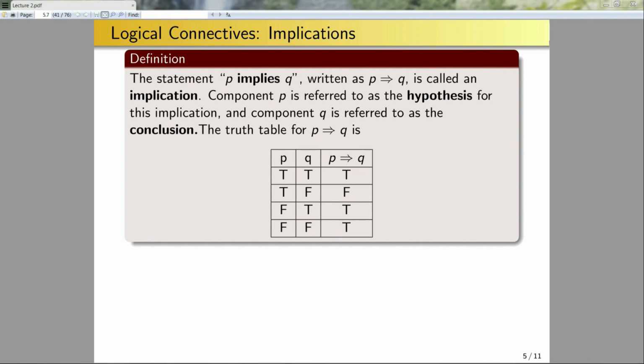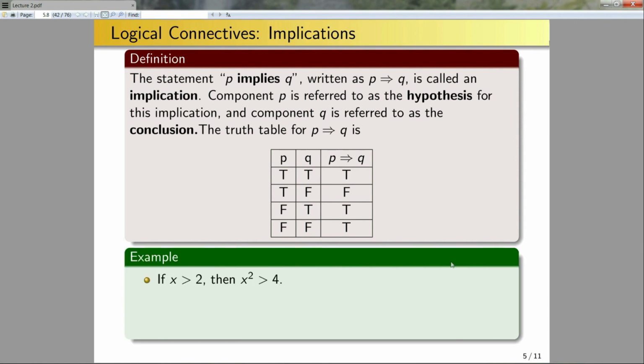So now let's look at a couple of examples of implications. So if x is greater than 2, then x squared is greater than 4. So I can ask a few questions. What's the hypothesis of this implication? Well, the hypothesis would be that x is greater than 2. What's the conclusion? Well, the conclusion is x squared is greater than 4.